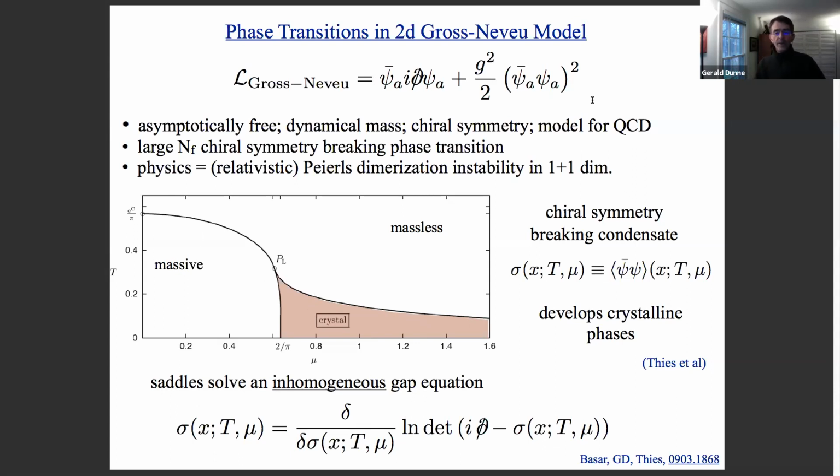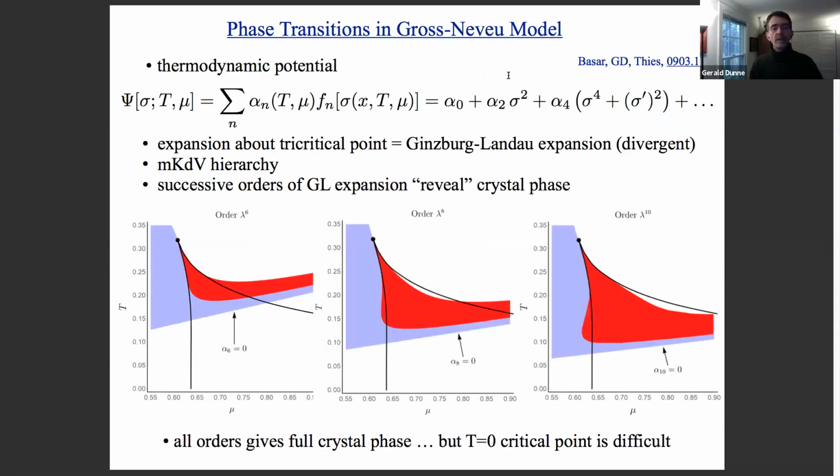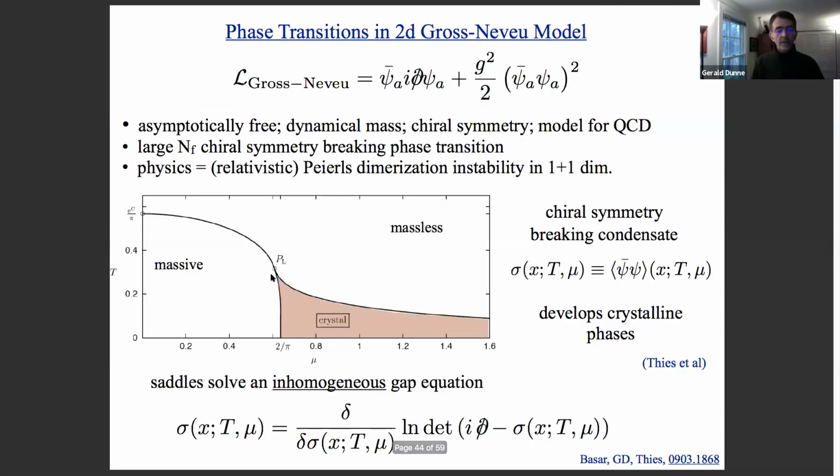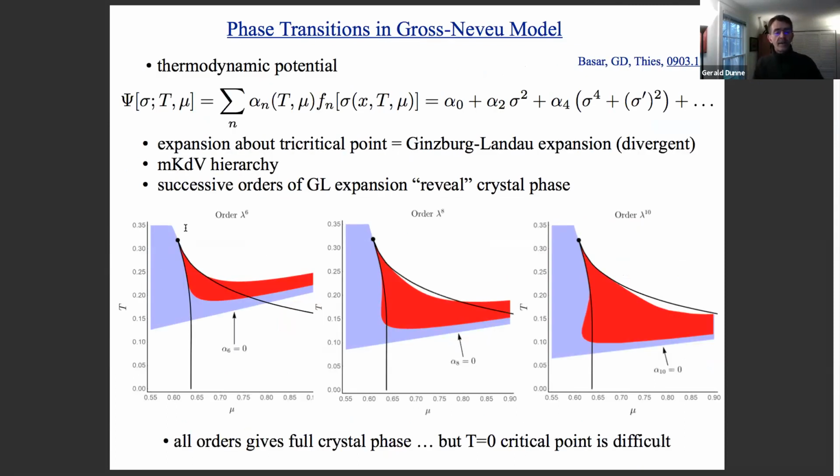But imagine you couldn't solve that problem. What would you do, for example, in something like QCD? You might try to do a Ginzburg-Landau expansion, right? The most interesting points here are the tricritical point and this point here, the transition at zero temperature. So if you did a Ginzburg-Landau expansion, it turns out that's an expansion around the tricritical point. So you just expand your thermodynamic potential in a series in the condensate and its derivatives. The coefficients are functions of temperature and chemical potential that you can calculate.